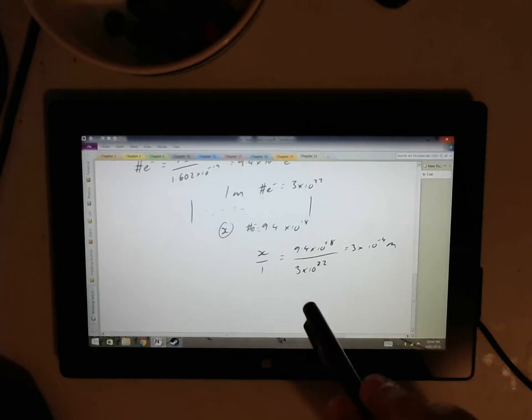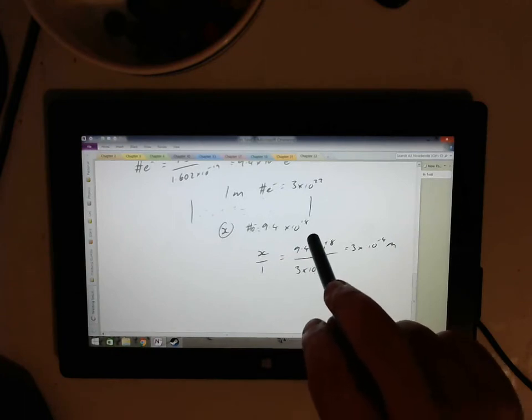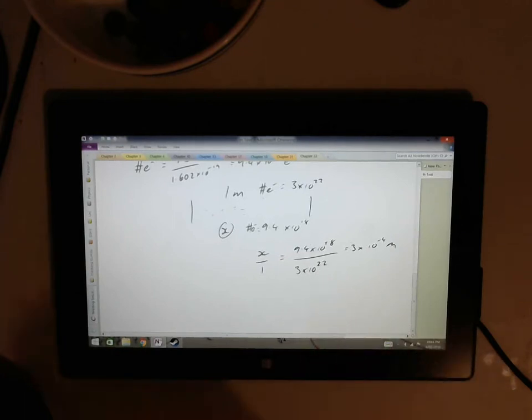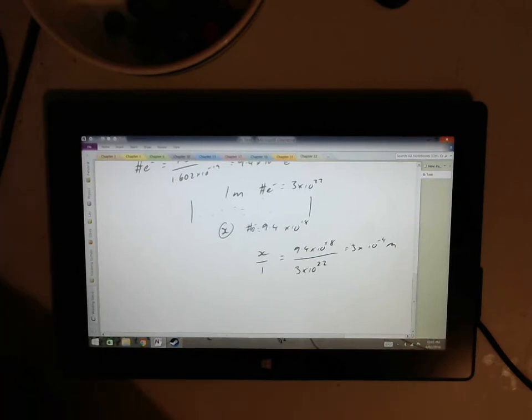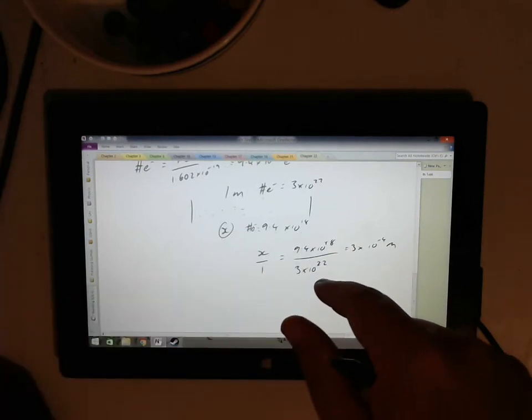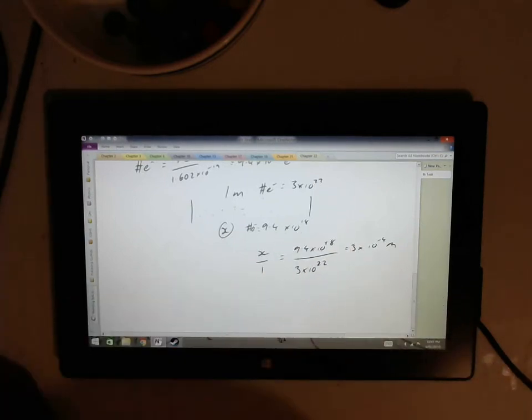Okay, how did I know to do that divided by that? Why didn't I do that divided by that? Well, if we did do the reverse of that, so 3 times 10 to the 22 divided by 9.4 times 10 to the power of 18, we would get an answer of over 3,000 meters. So we'd be saying then, well, that's a lot bigger than 1 meter, but this number's a lot smaller. Okay? Think of it like this.